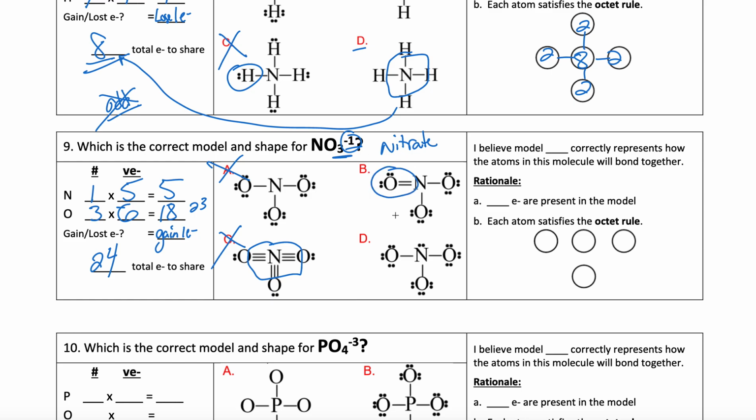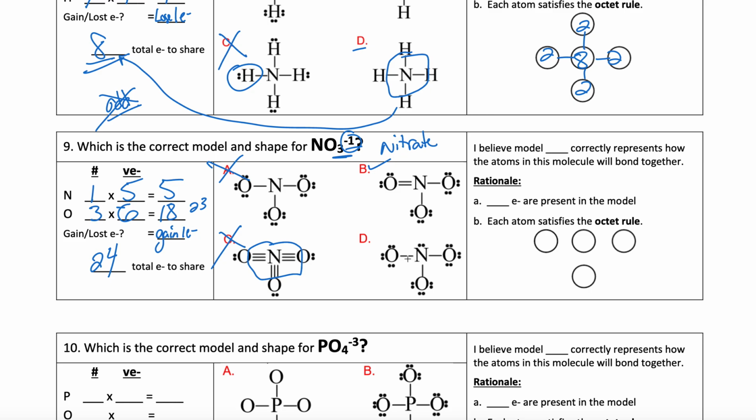B. B looks pretty good. There's 8 there, 4 and 4. This one has an octet. This one has an octet. And look at the center atom. There's a double bond and a single and single. 4 plus another 2 and another 2. That's 8. So everything looks good for B. It might be B. We'll put a little check there.